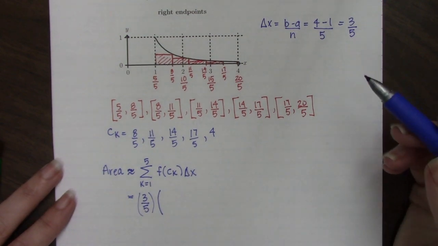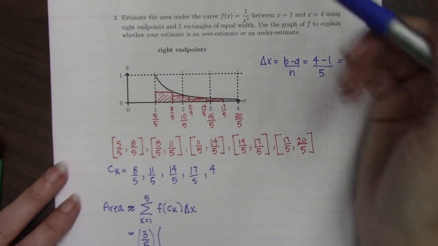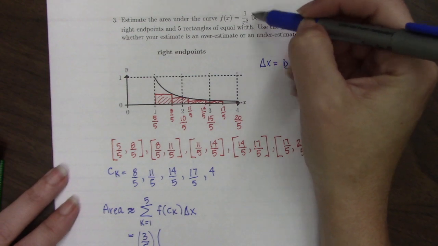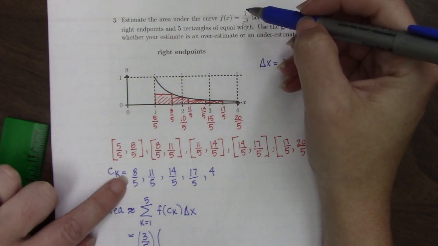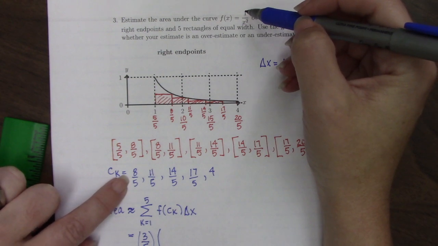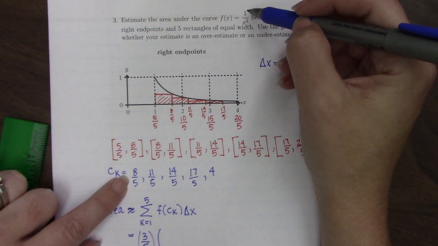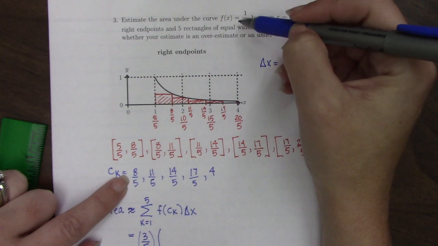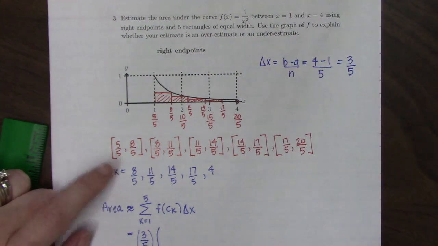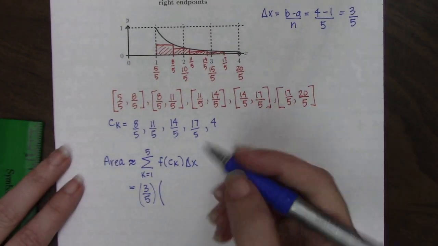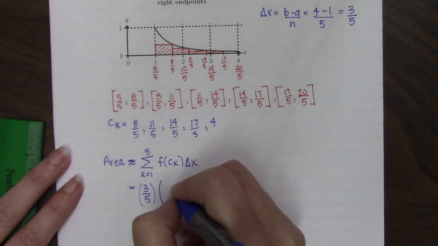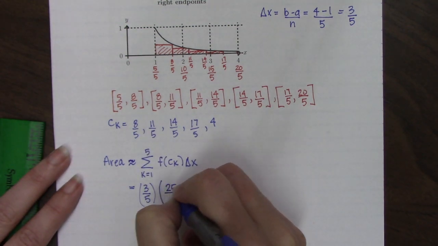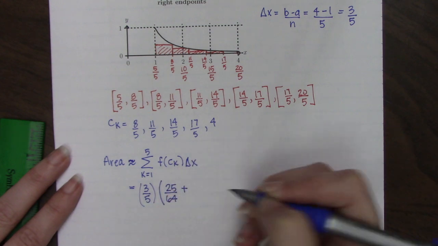Another thing we can do here to make our lives a little simpler is notice the function itself. The function is 1 over x squared. So if it were x squared and I plugged 8 over 5 in, I'd get 64 over 25. But since it's 1 over x squared, I flip the fraction upside down. So we can actually do this fairly quickly. 8/5 squared is 64 over 25, but if we flip it, it's 25 over 64.